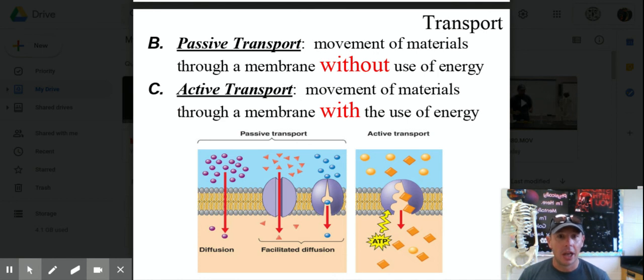Now think of the word active. I'm very active. I gotta go. I gotta move. I gotta do this. I gotta do that. That takes a lot of energy. Okay? I know I can be one of those people. I'm very active in my life. I need a lot of energy. I use a lot of energy.